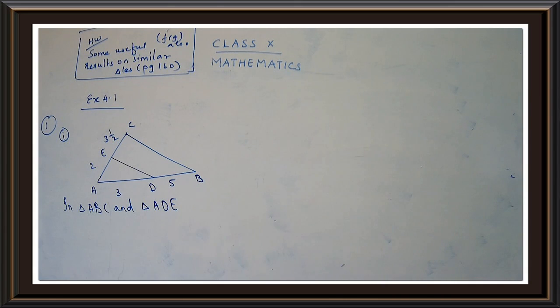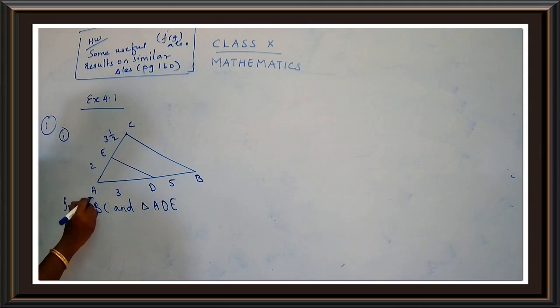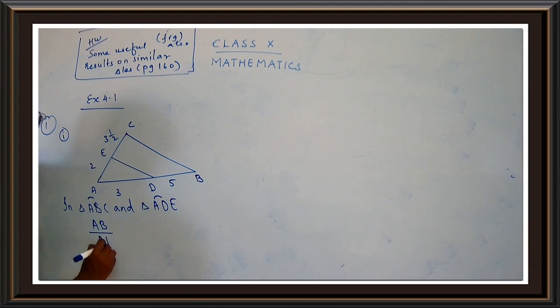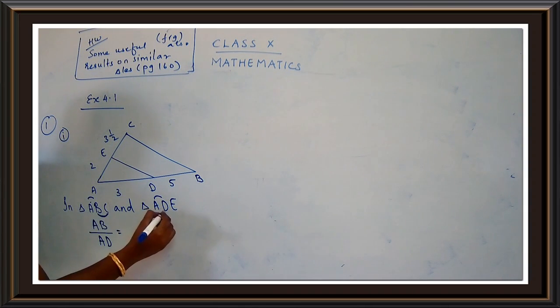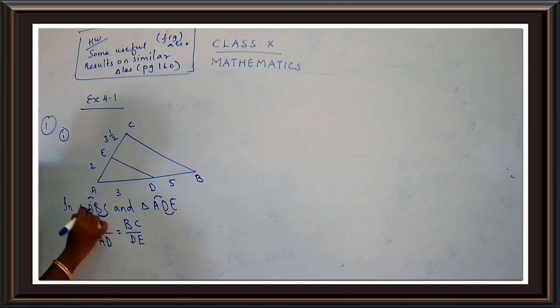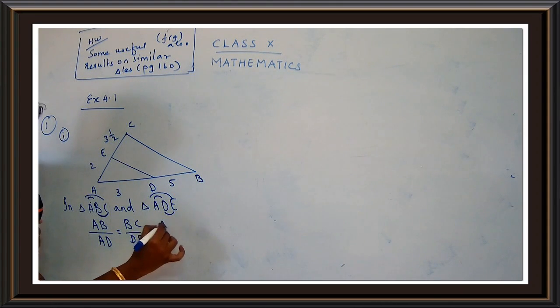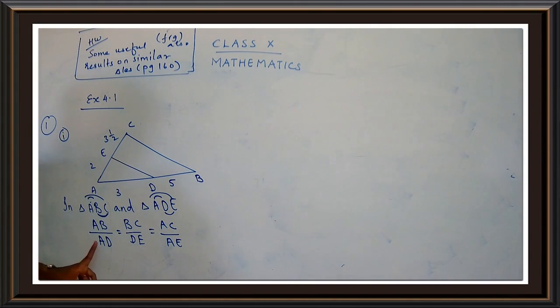Okay. Now I have taught you how to take the proportional sides. Do you remember, children? Yes. How are you going to take the sides? AB, the first two. So what do you get? AB upon AD is equal to, first two done. Now second, third. So BC upon DE, and the first and the last. So AC upon AE. So this is what we have to show. And if we show that this is equal, that means we can say the triangles are similar.